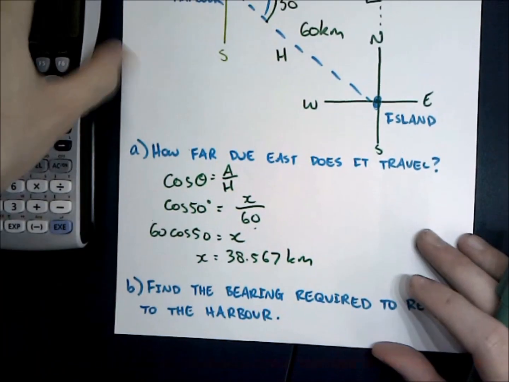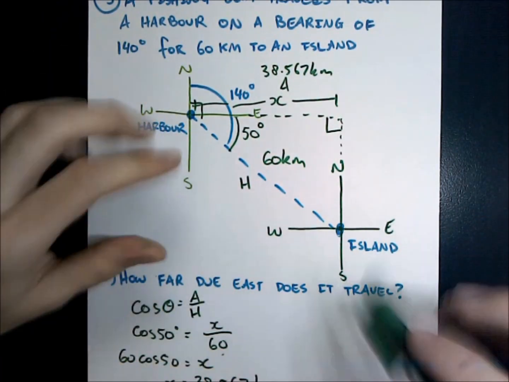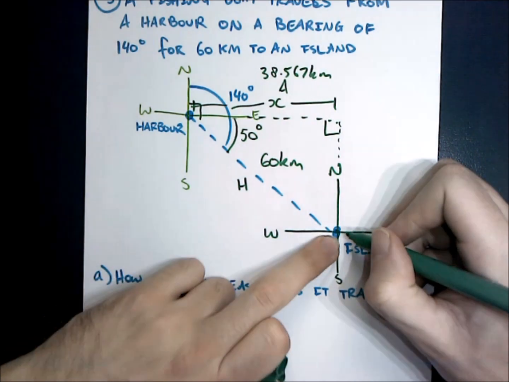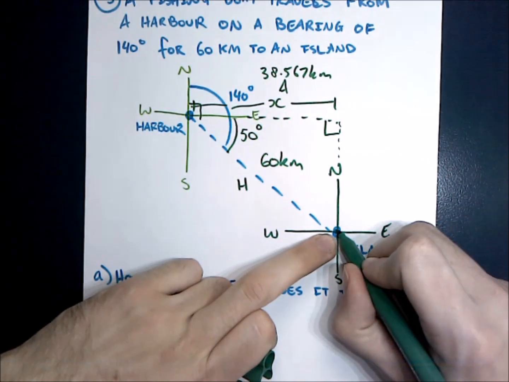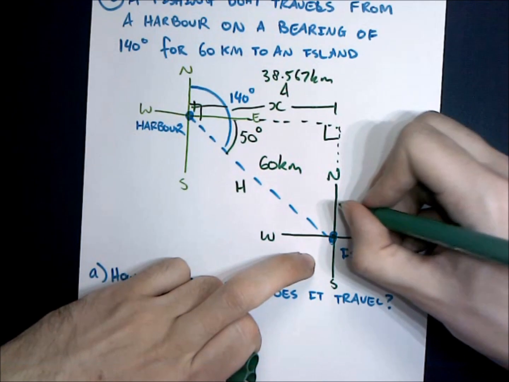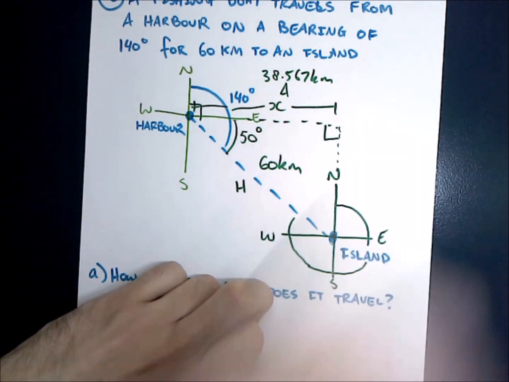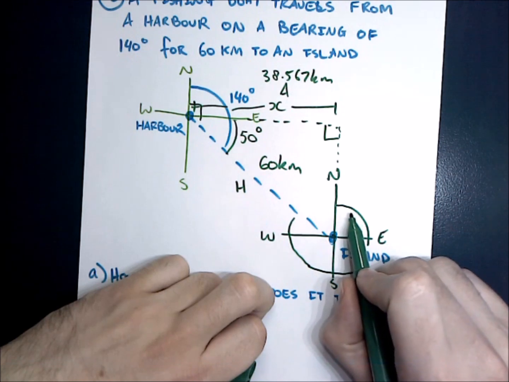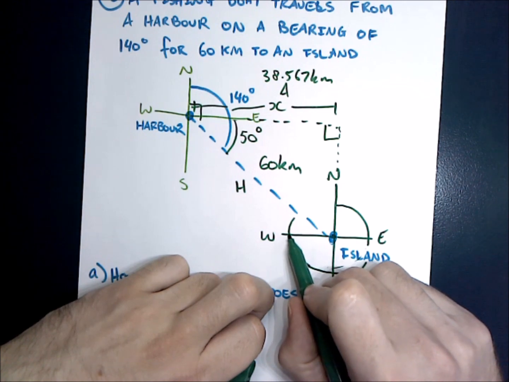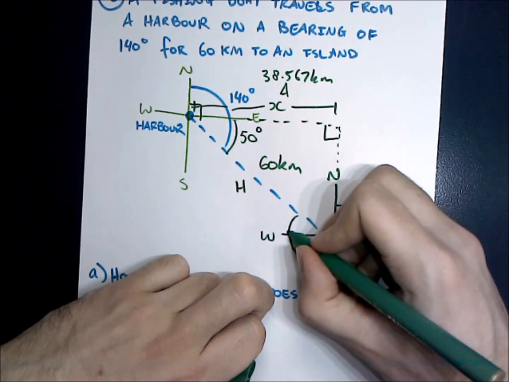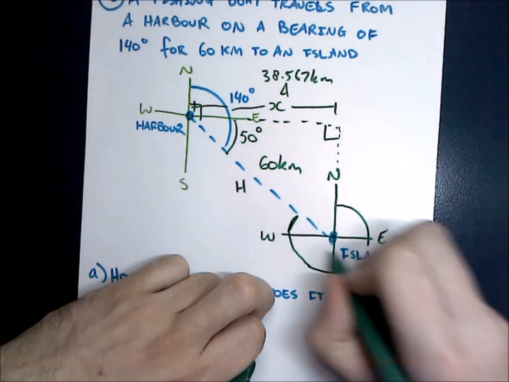Alright, last thing that I want to do is find out the bearing required to return to the harbour. If I go back to my drawing, I'm currently at the island. I want to find out the bearing to get back to the harbour. So I'm starting here, from north, and I want to find the angle from here all the way around up into the blue line, which is the direction that I travel. I know it's 90 degrees here, another 90, another 90 up to this point, so it's 270 degrees up to here. What I need to do is find this angle here and add it to the 270, and that will tell me the full bearing from here all the way around.